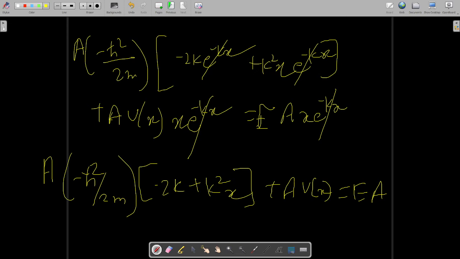Then again a will cancel out from here, here and here, right? So that is also going to be cancelled out. After that is cancelled out, over here one x will remain, so here also one x will remain, and here also one x will remain. Okay, because only e to the power minus kx is cancelled out, x is not cancelled out. So x has remained over here.